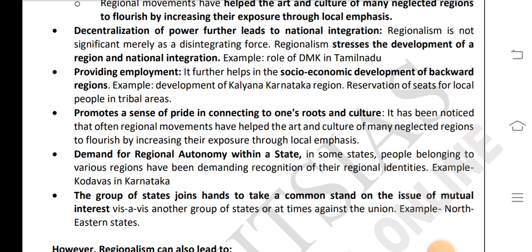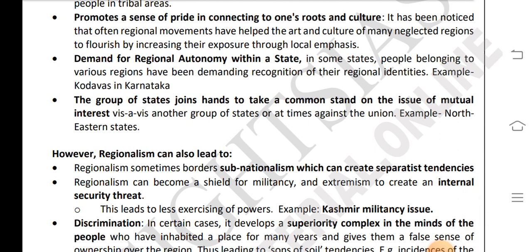Example: Kodavas in Karnataka. Regional movements have helped the arts and cultures of many neglected regions to flourish by increasing their exposure through local emphasis, and decentralization of power further leads to national integration.